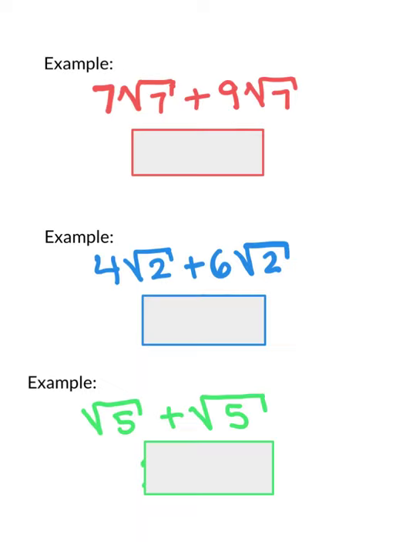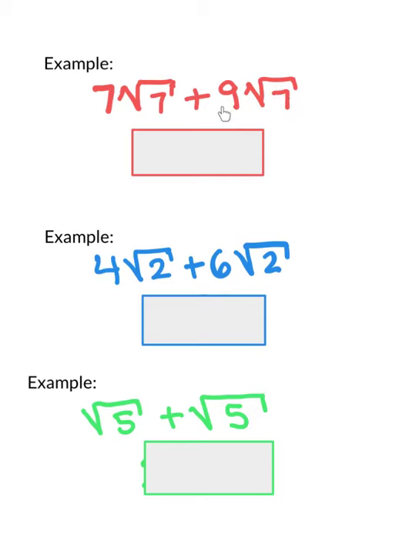So if we look at the first example, we have 7 square root of 7 plus 9 square roots of 7. The way that we add these together is we want to look underneath the radical sign to find the radicand. That's what these are. The radicand is the 7, and we want to make sure that underneath the square root sign both of the numbers are exactly the same. Are they exactly the same? Here's a 7, there is a 7, so yes.